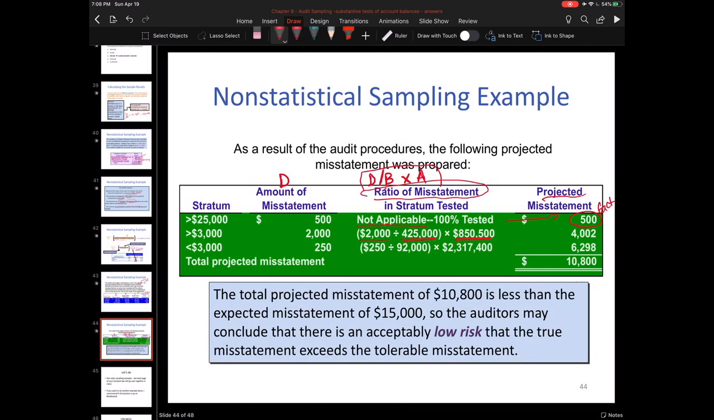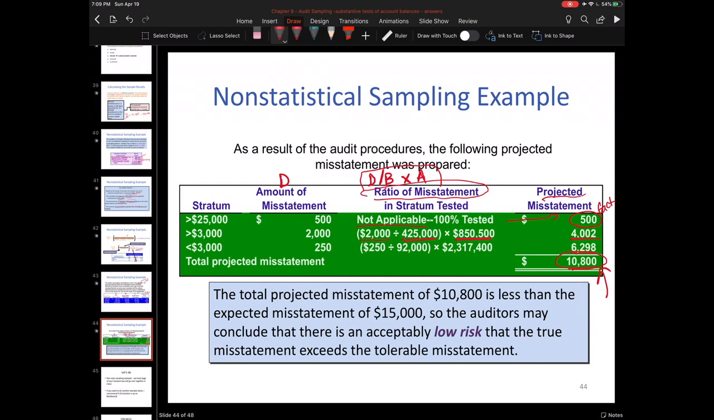So that's all I'm doing here, which is giving me my projected misstatement for that layer. Do that, then I add them all up, I get 10,800. Now, here's the $10,800 question. What do I compare this number to? Can I compare this number to TM? Really, to answer that question, we need to think about whether that number contains an allowance for sampling risk.